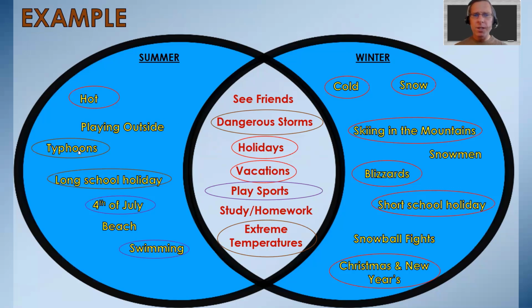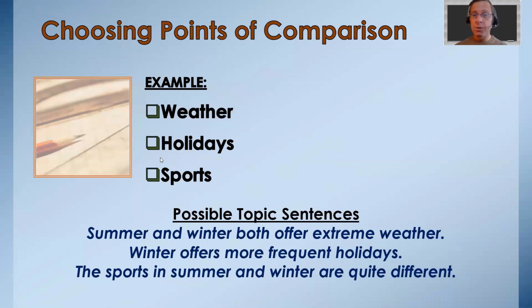Then I'm going to go ahead and circle things that I think I want to talk about in my essay. So if I was talking about storms, it's hot, there are typhoons, it's cold, there's snow, there's blizzards, there's extreme temperatures. What do all of these things have in common? Weather. They're all related to weather. So one of my points of comparison would be weather. Let's take a look at what other points of comparison I chose. I also chose holidays and sports.